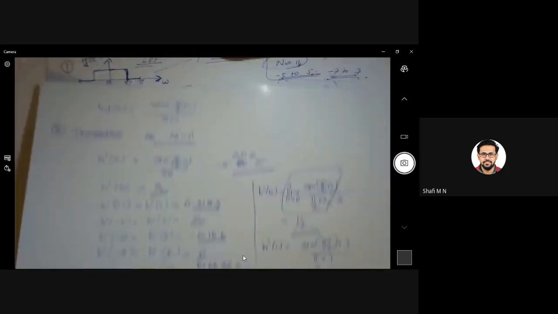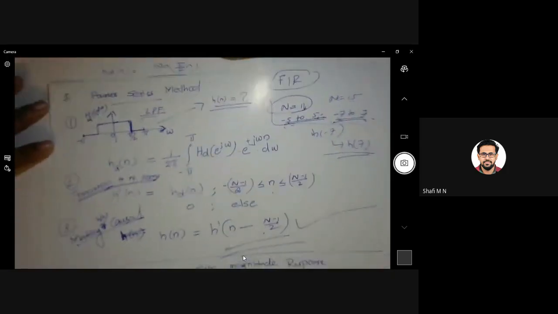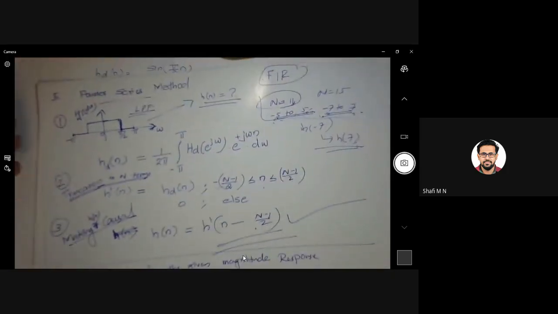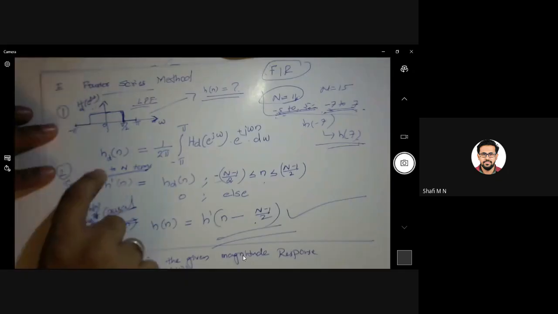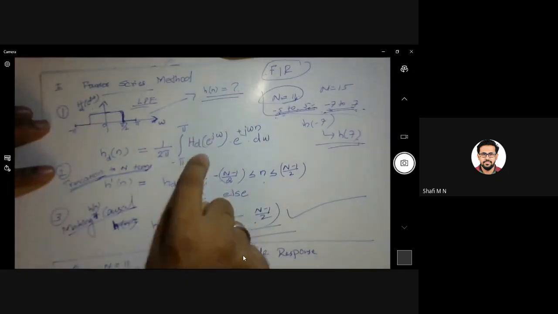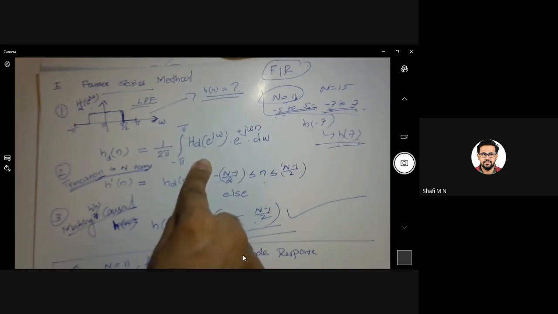So I would like to conclude the thing. We will see the 2 or 3 problems more. For the Fourier series method, this is the desired response. First step is you take the inverse Fourier series, you will get this impulse response. What is the problem with this HD of n? Why is this not my answer? It has infinite number of terms.